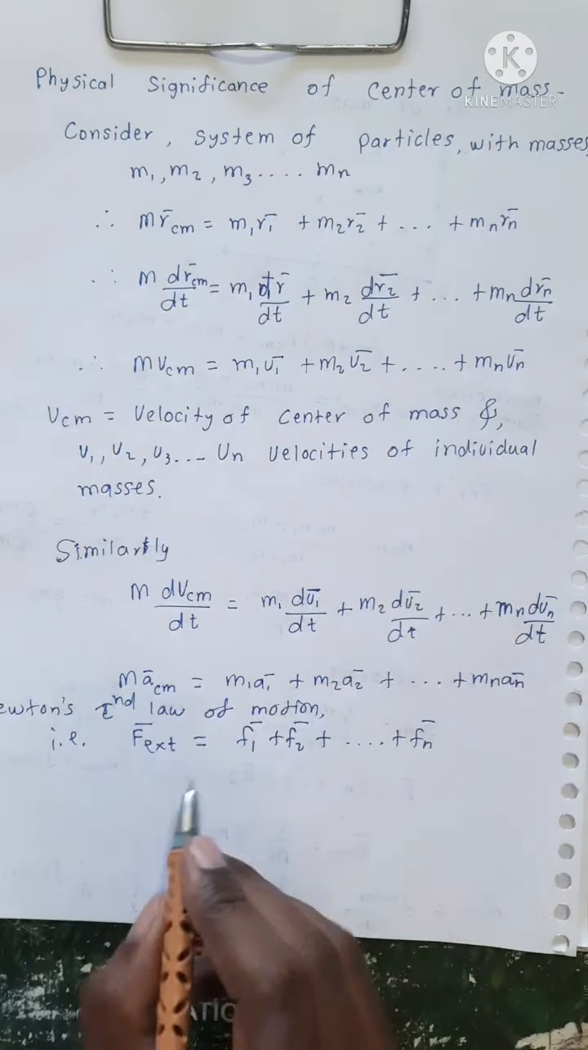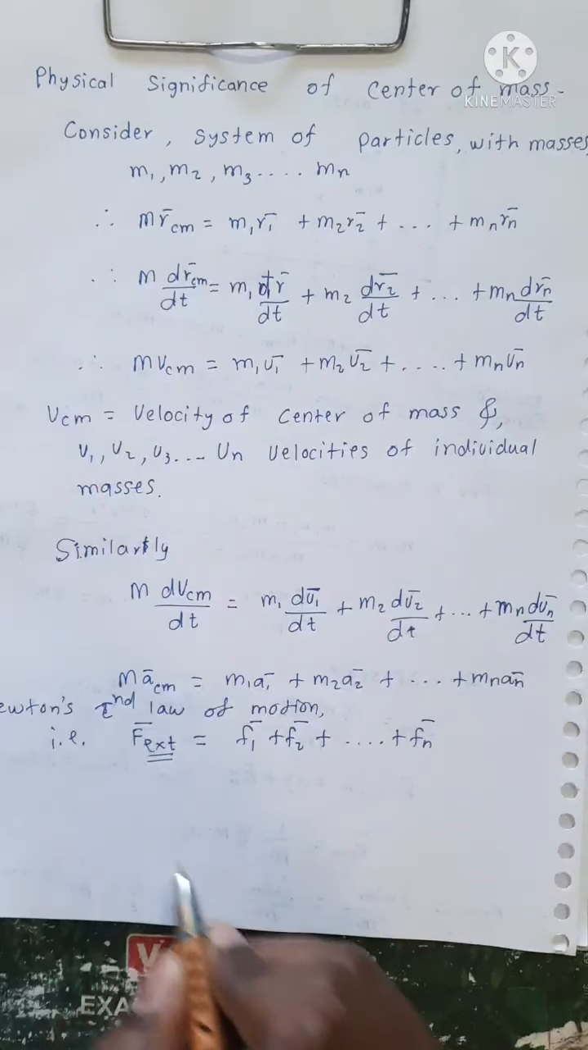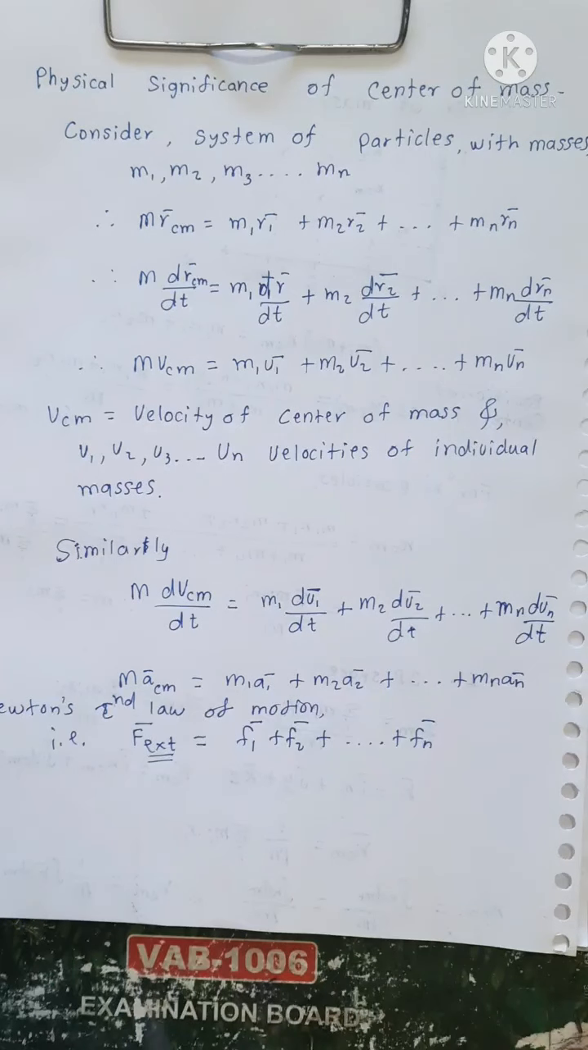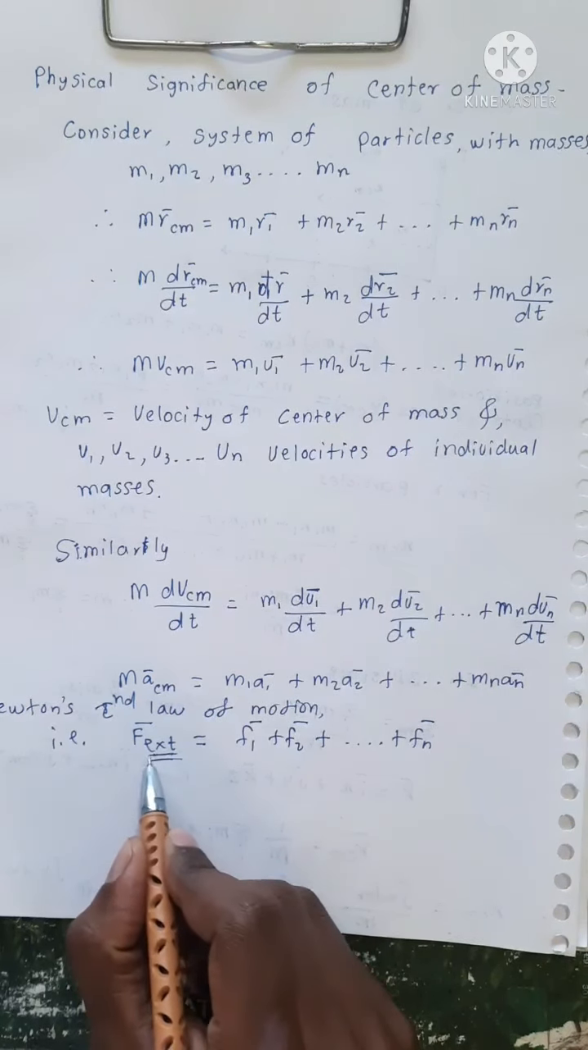Now we are considering only the external force, because the internal forces acting on a body cancel each other out, since they always come in pairs in opposite directions. So the only force remaining on the body is the net external force.